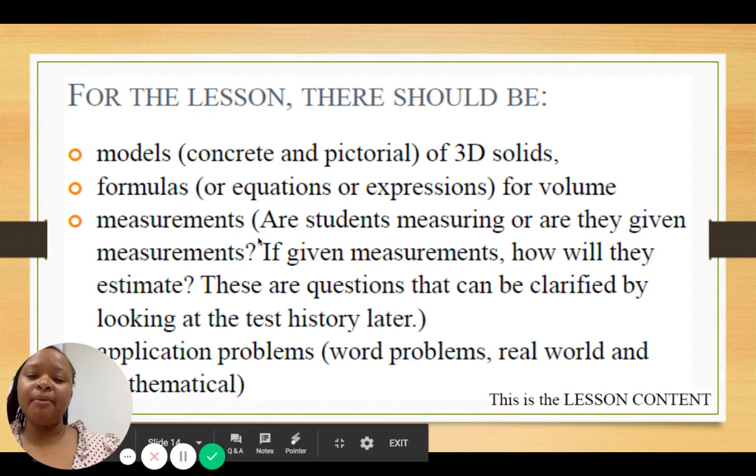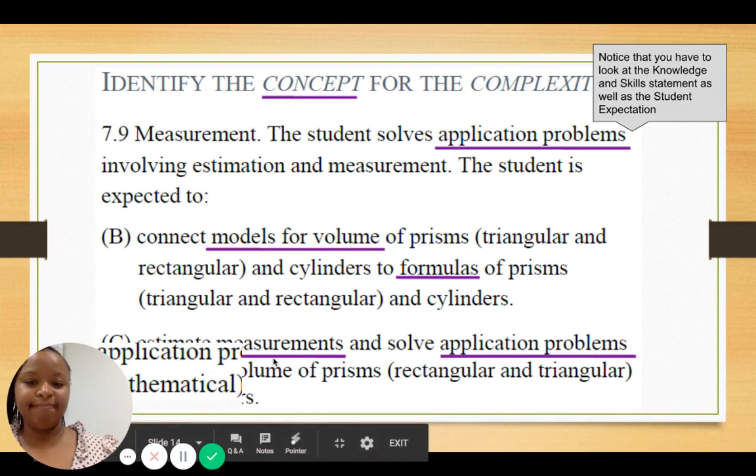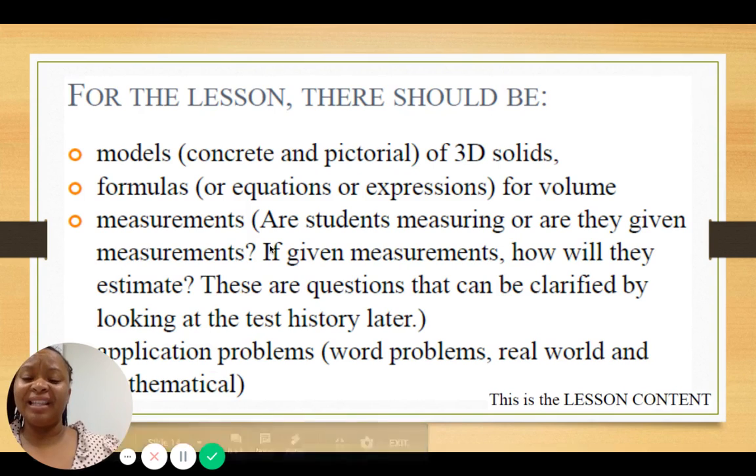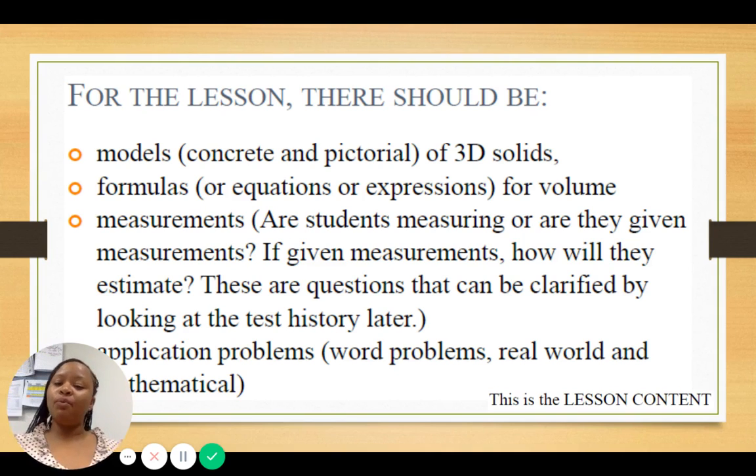Now, here's my problem right here with the measurements. Because if I go back, it says estimate measurements. So my question is, when I see that, are my students measuring, or are they given measurements? That would be a real question. It's a good question, and I should ask that question. So where would I find the answer for that? The best way of finding the answer is to look at the release assessment test. So go to the assessments and see how they're actually presented to the students, to see if they're actually having to go and determine the measurements or estimate the measurements, or if they are given measurements and they have to estimate from there. So always, when there's something that needs to be clarified, look at the release test.